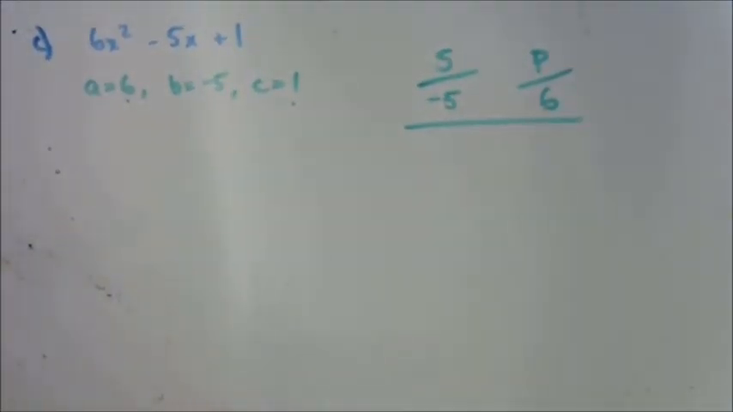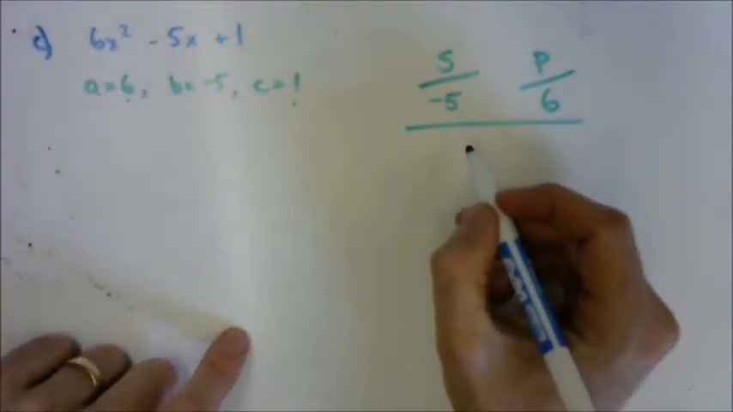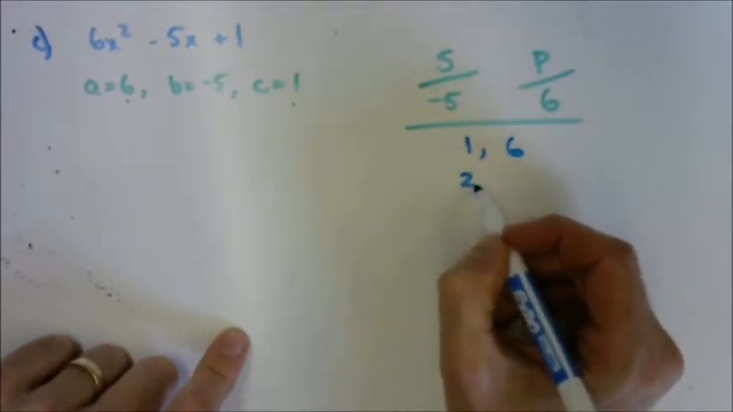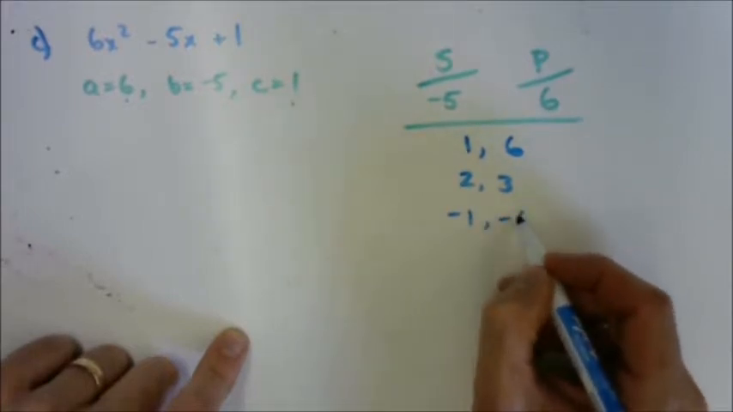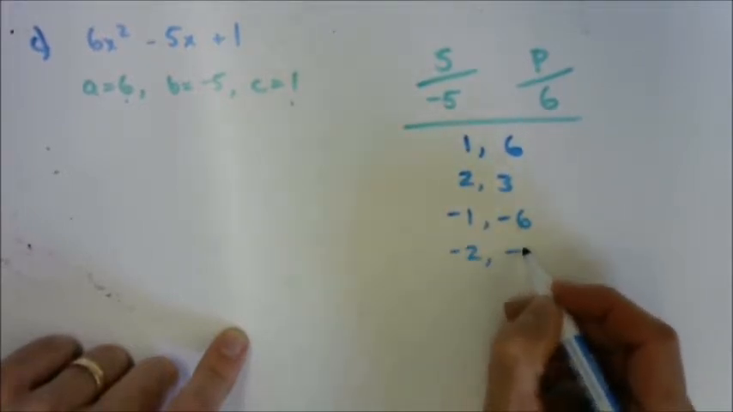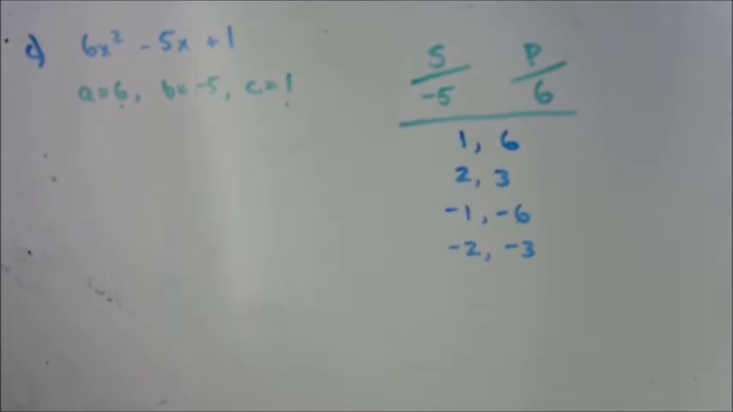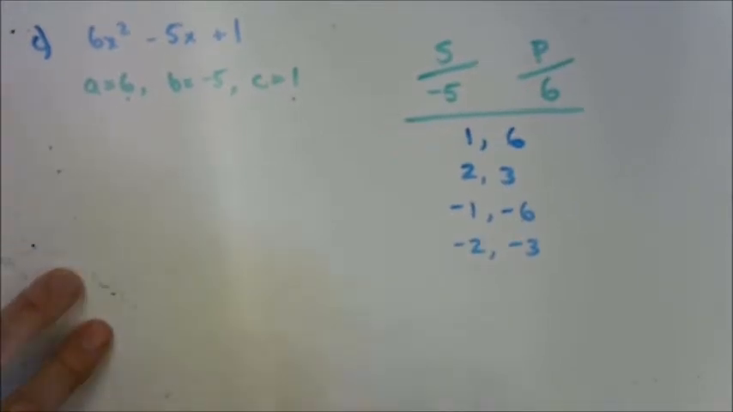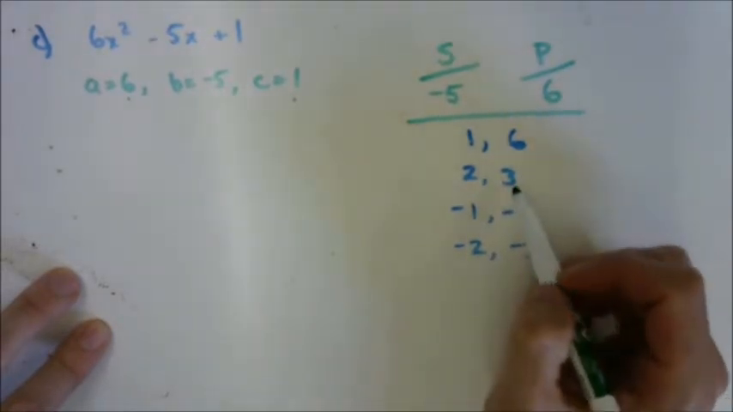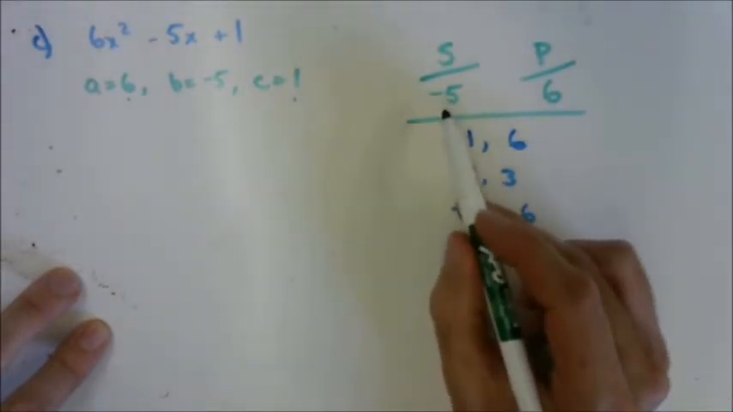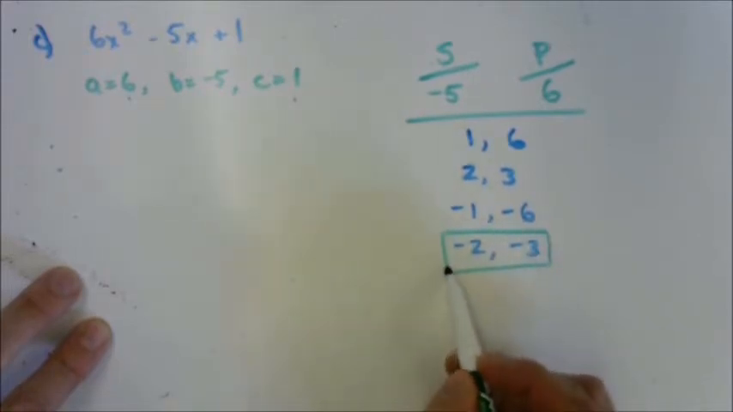Next step. Find the factors. All the factors of 6. 1 and 6. 2 and 3. Negative 1, negative 6. Negative 2, negative 3. Which factors do you like? Good call. So we looked at 2 and 3. They do multiply to 6, and they add to 5, but we're looking for negative 5. So we're going to take negative 2 and negative 3.